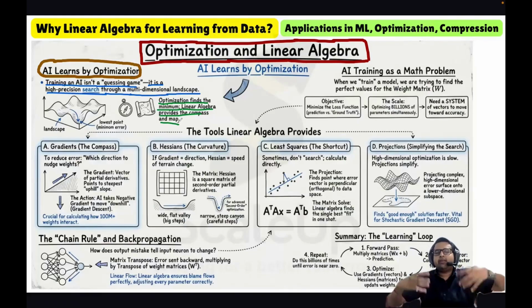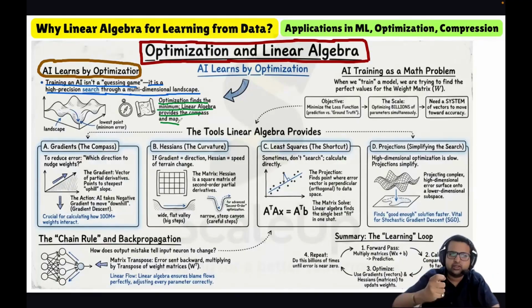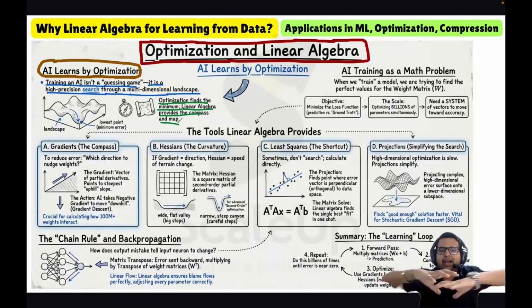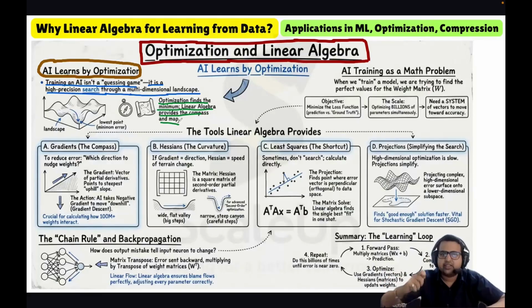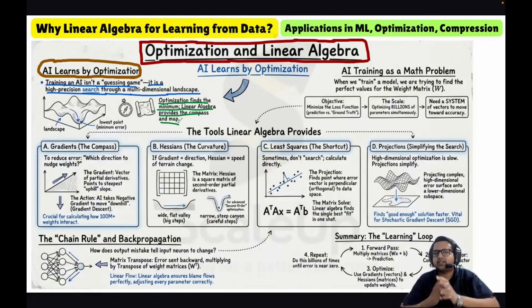So training an AI model is basically a high precision search through a multi-dimensional landscape. Optimization is the process of finding the lowest point in that landscape. And linear algebra provides the compass, the map, the tools to find the lowest point. So that is the significance of linear algebra. Linear algebra provides us the tools through which we can perform optimization.